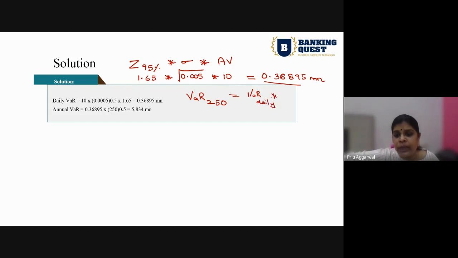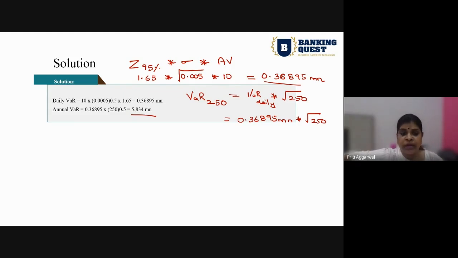I will multiply it with the square root of your n, that is your 250 days. So 0.36895 million is your daily VAR, into square root of 250 days will give you a VAR of 5.83. That means with 5%, there are only 5% chances that during the year your losses will exceed 5.834 million.